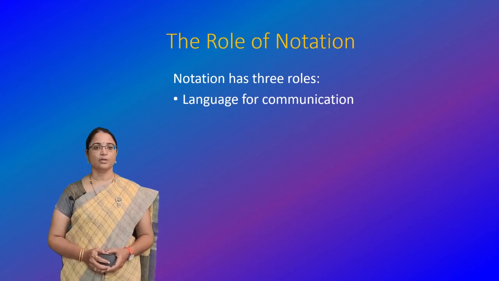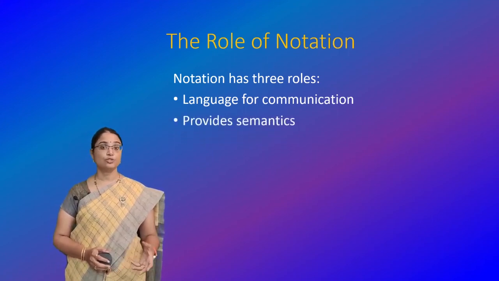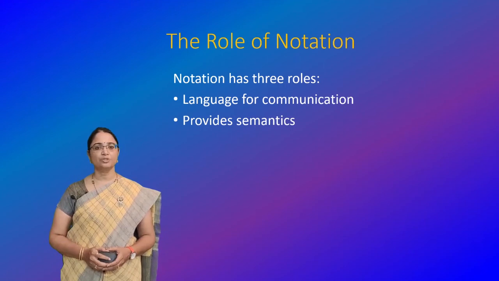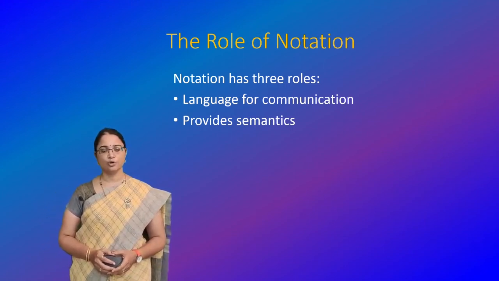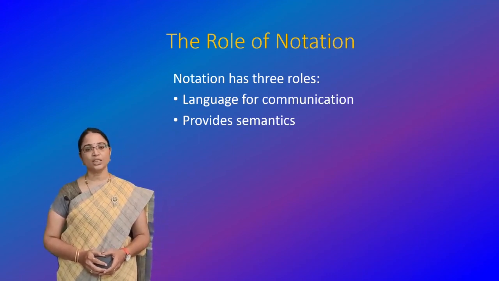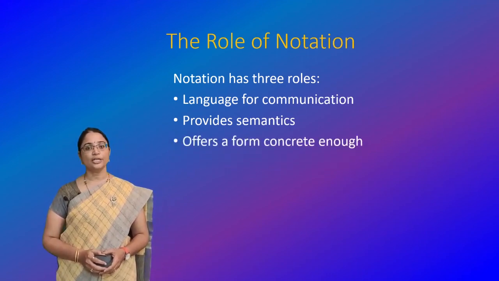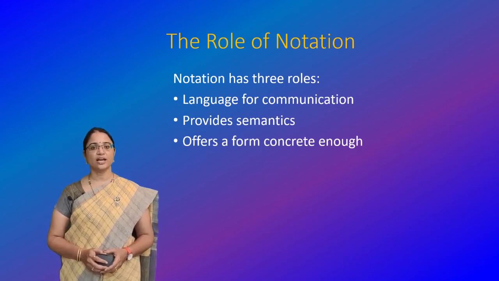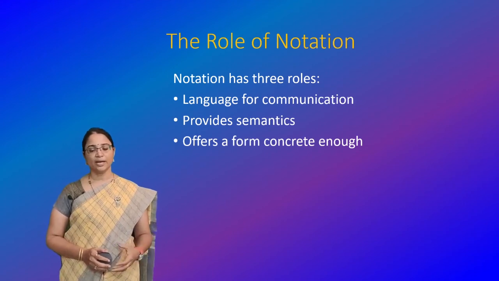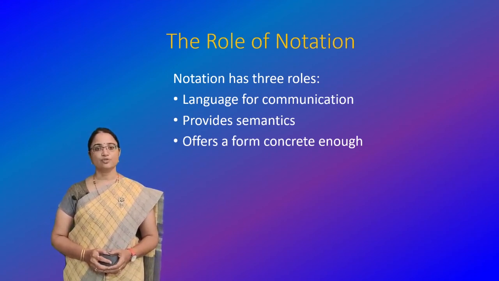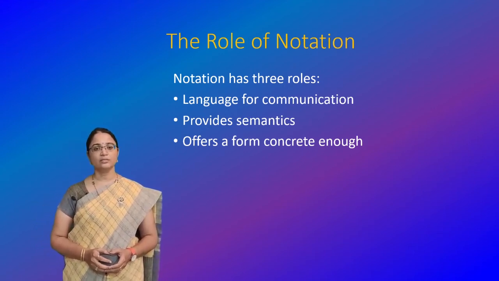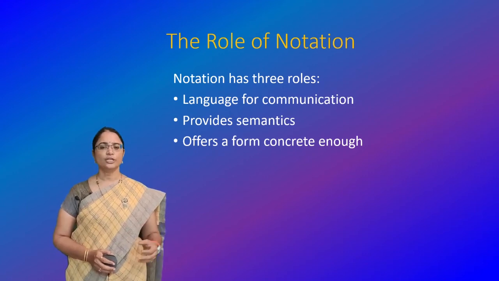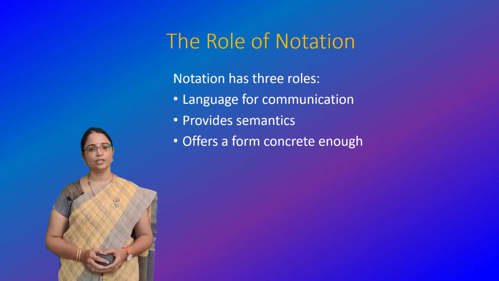Coming to the second one, it provides semantics. It means rules for the language that are rich enough to capture all the important strategic and tactical decisions. This is the second role played by the notation. Coming to the third one, it offers a form concrete enough for humans to read and for tools to manipulate. This is the third role played by the notation. So the first is that it serves as a language, the second is that it provides semantics, and the third is that it offers a firm concrete structure, which will be very useful for the UML.